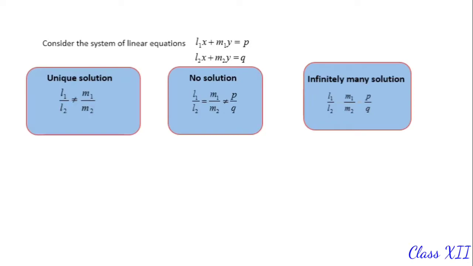The given system of linear equations can have a unique solution if l1m2 minus l2m1 is not equal to 0. This inequality is derived from this statement.